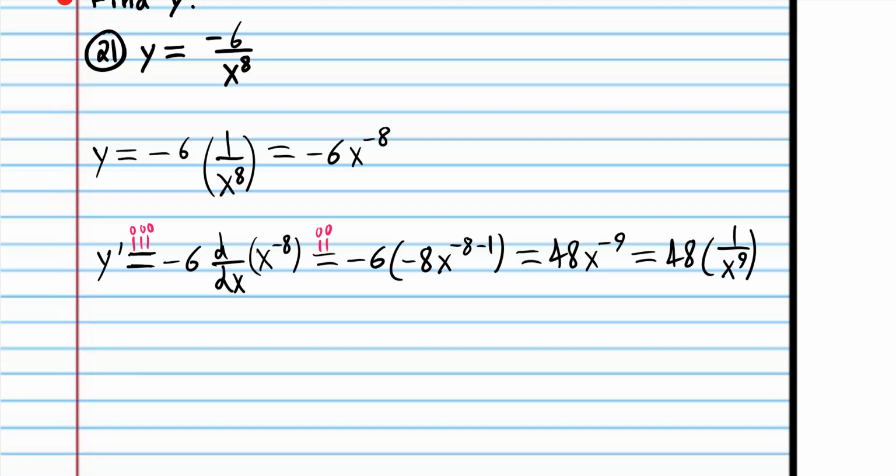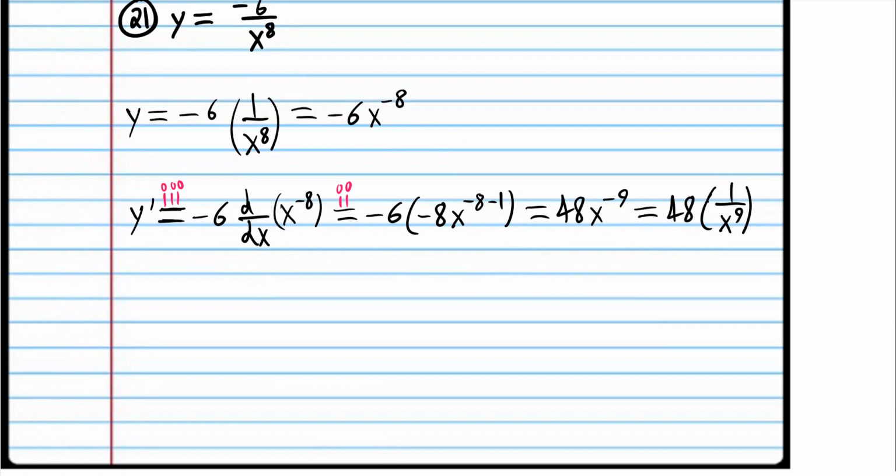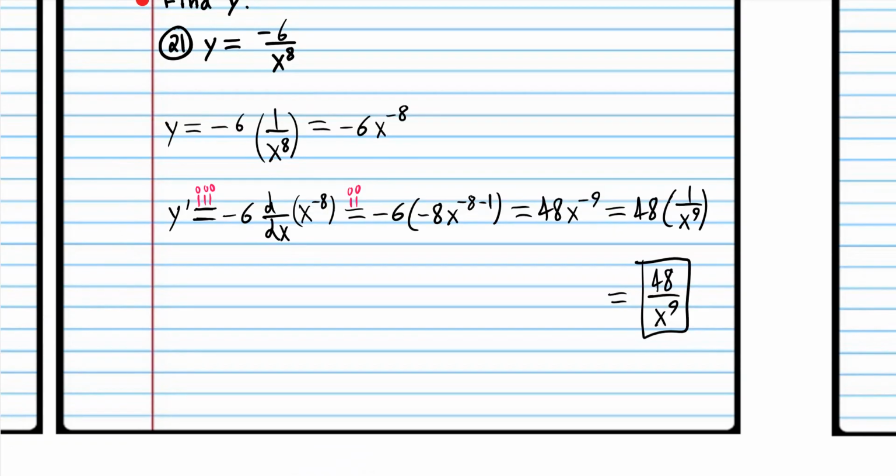So I'm going to use exponent rule number 8 to change that to 1 over x to the 9th, and then we can write our final form, 48 over x to the 9th power. So there you go.